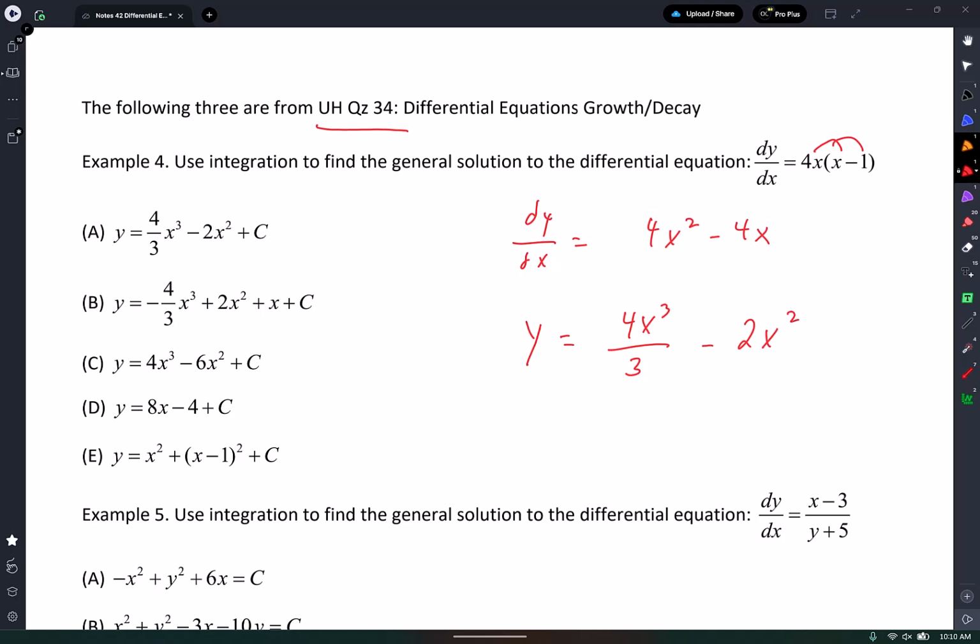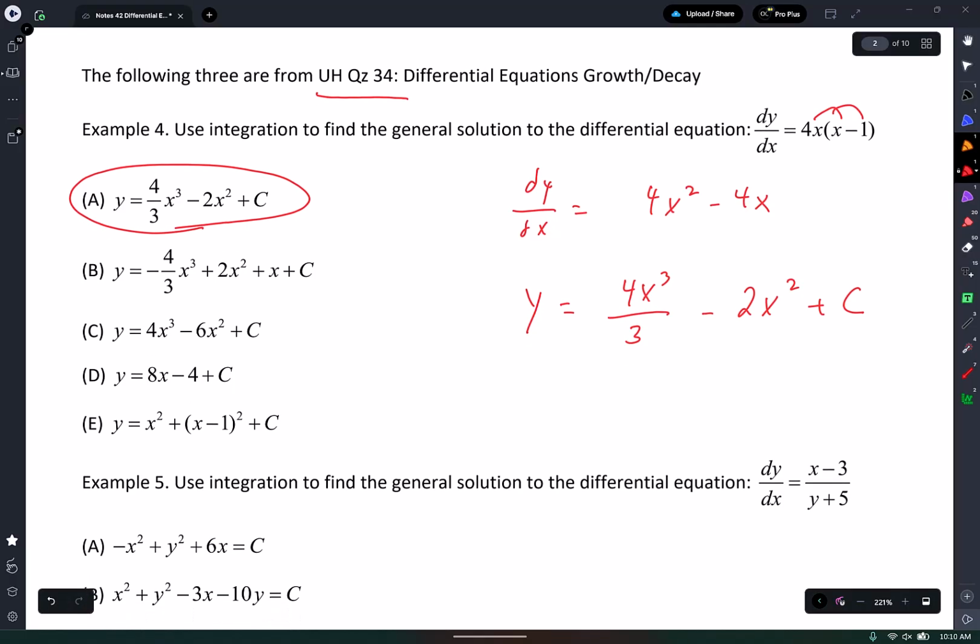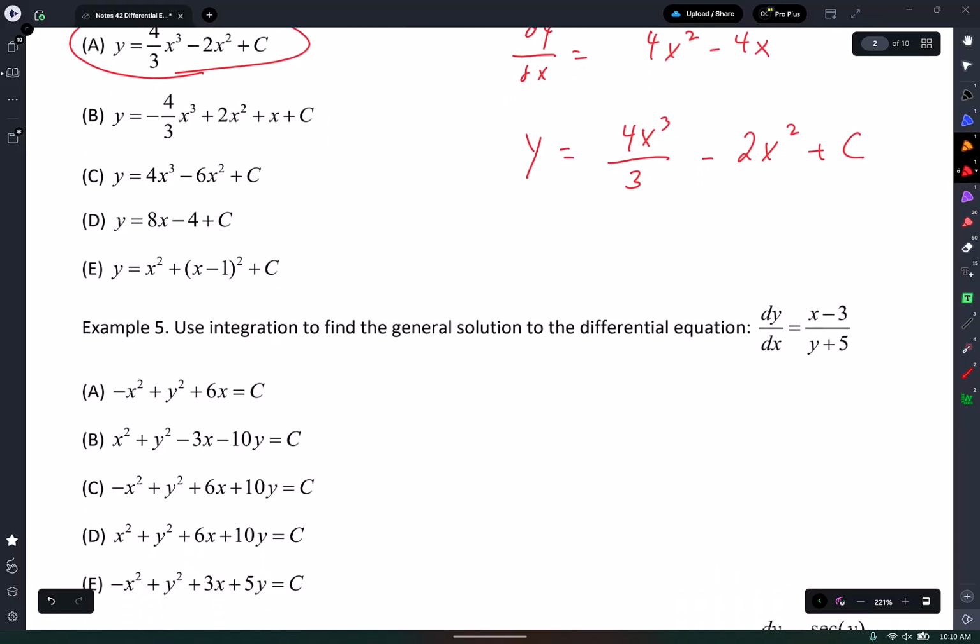Minus 2x squared plus c. Let's look for that. Is it in there somewhere? Letter A. That's it. Yeah, we got the easier differential equations. Later on, you'll be using Laplace transforms, but we'll wait for your college days for that.